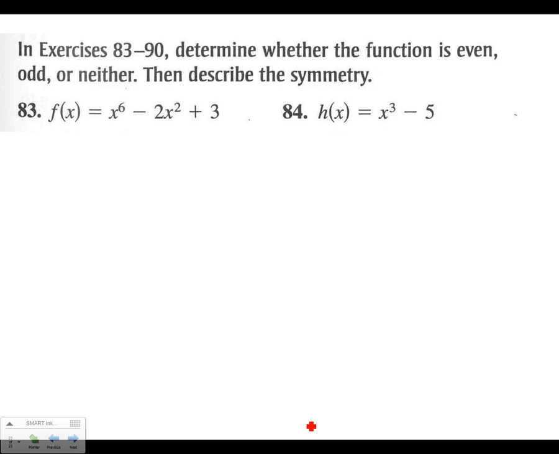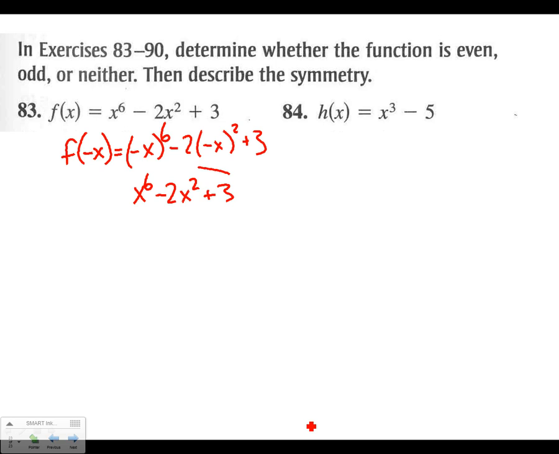All right, last one, f of negative x equals negative x to the 6th minus 2 times negative x squared plus 3. If we take a negative to the 6th, it turns back into positive. If we take a negative squared, the negative also goes away. Do we have exactly the same thing as what we started with? Yes, we most certainly do. So 83, we're going to call this an even function.